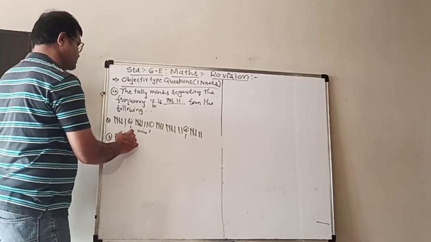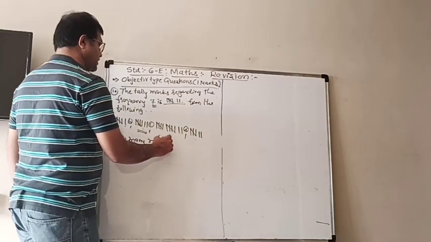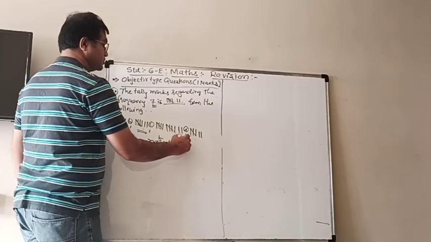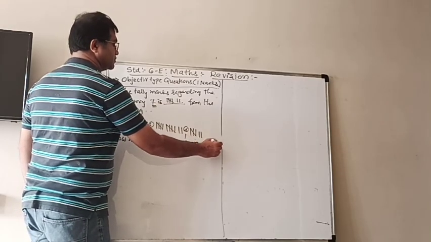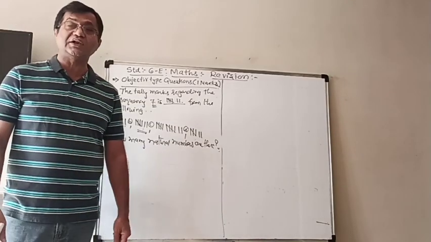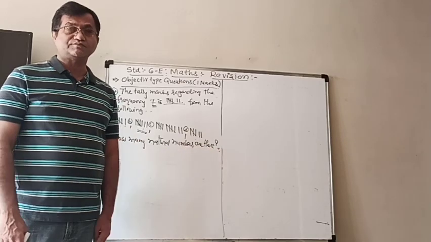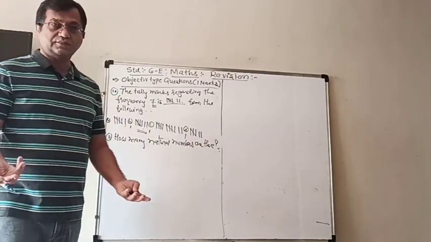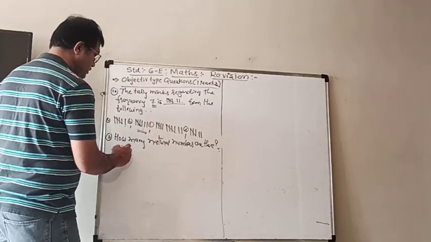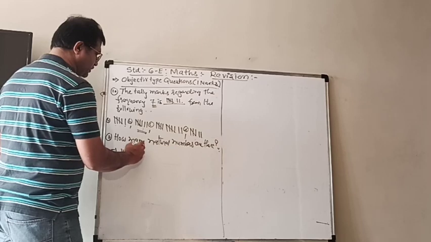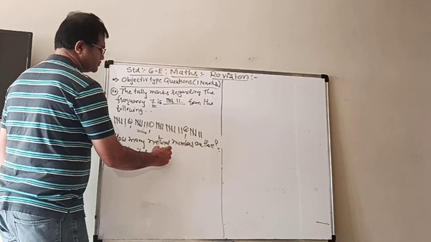Next question. How many natural numbers are there? You know that there are infinitely many. So you can write down unlimited or infinite or infinitely many. You can write down any of those words: unlimited, infinite, etc.